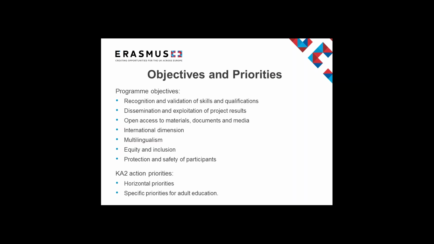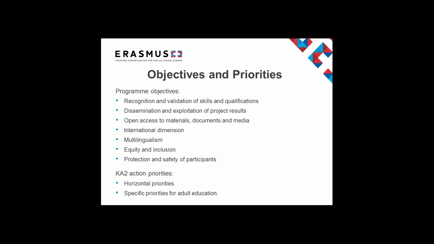Firstly, recognition and validation of skills and qualifications, for example, by using Europass in the field of adult education. Secondly, dissemination and exploitation of project results, for example, the use of the Erasmus Plus logo, as well as the Erasmus Plus project results platform, which is a contractual requirement for Key Action 2 projects. You should also remember about the open access requirements for educational materials, documents, and media produced through Erasmus Plus.